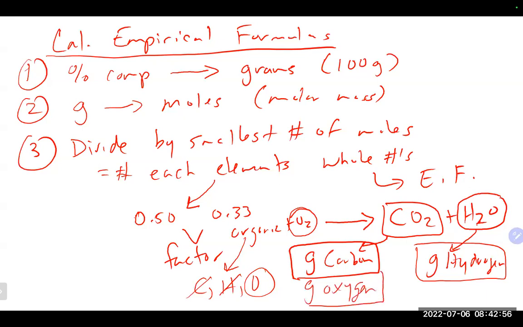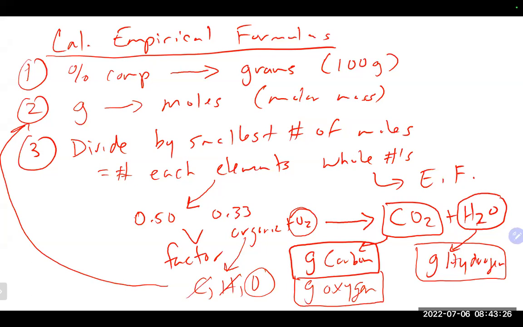At that point, a combustion analysis problem reverts back to basically an empirical formula problem, where we take those grams, convert them into moles, divide by the smallest number of moles, and then get our empirical formula. So it's a combustion analysis problem with just a little bit of work in the front part to figure out the grams of everybody, and mainly also the grams of oxygen. Any questions on that stuff there?